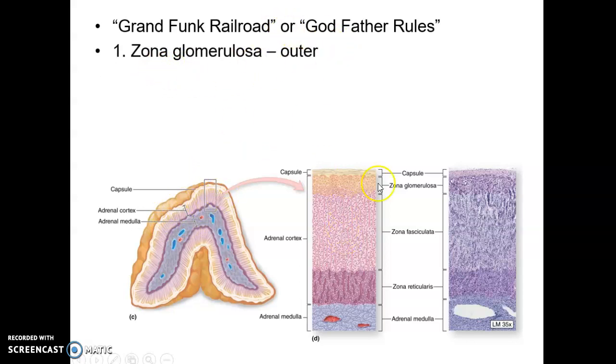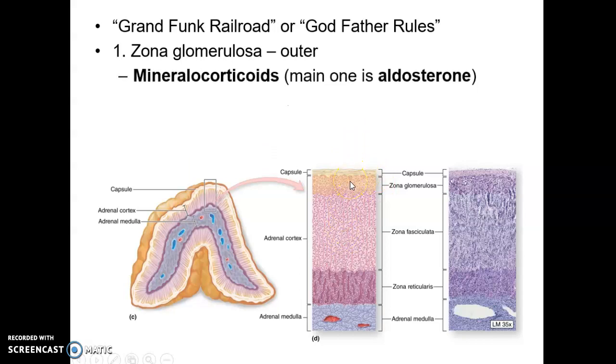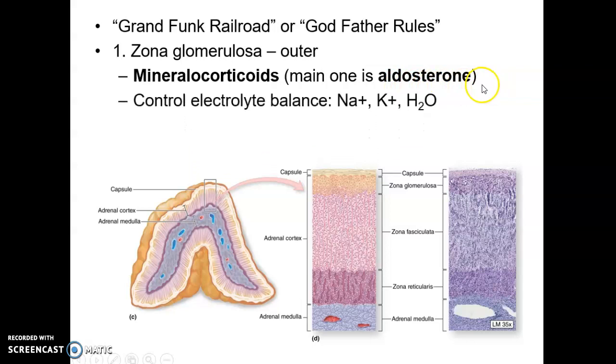So the zona glomerulosa, the outer layer within the adrenal cortex, produces mineralocorticoids. Main one, the only one you need to know by name, is aldosterone. And they are called mineralocorticoids. Aldosterone is a mineralocorticoid because it helps control the electrolyte balance in the body and the bloodstream. So think of these electrolytes as minerals to help remember the name possibly, okay? Like sodium and potassium, and in doing so helping maintain water balance as well.